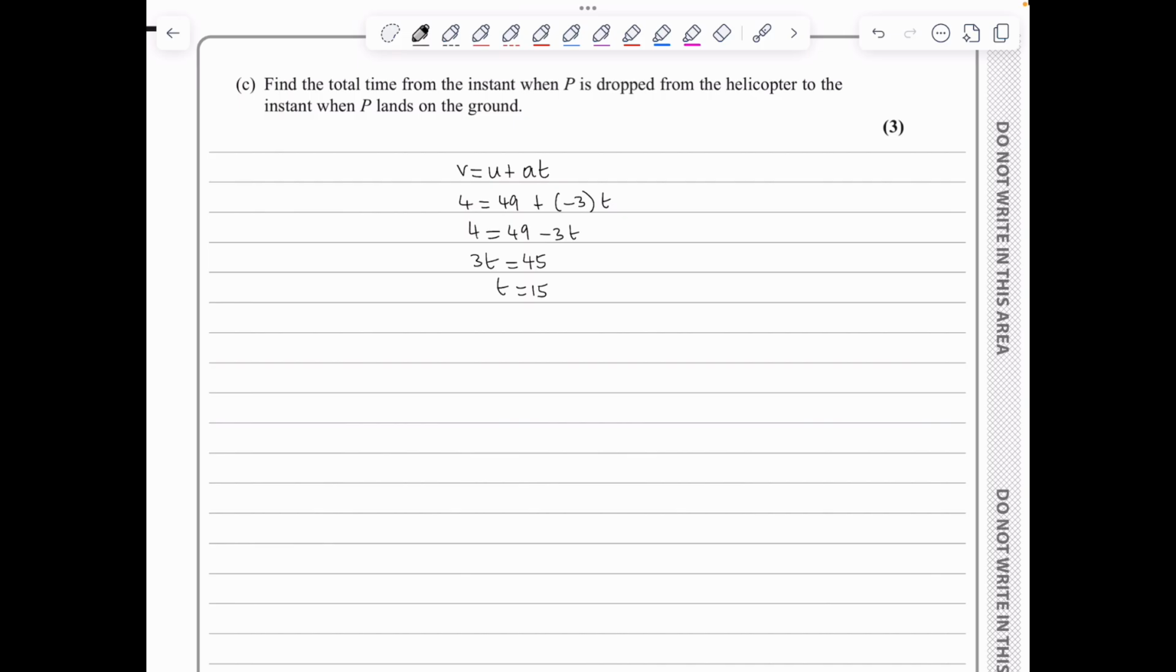Now this is the time from the moment the parachute opens up to the moment the P lands on the ground. We also had 5 seconds falling under gravity, and therefore the total time taken is 5 plus 15, which gives an answer of 20 seconds for the total time of flight.